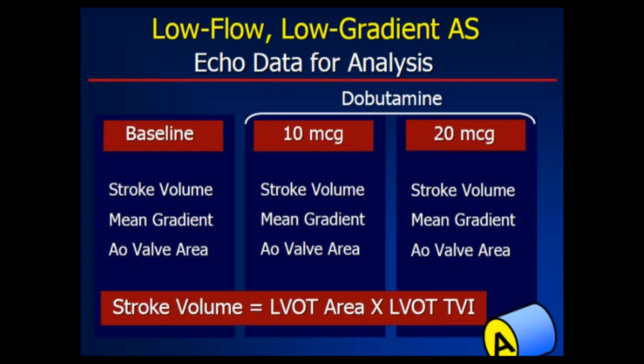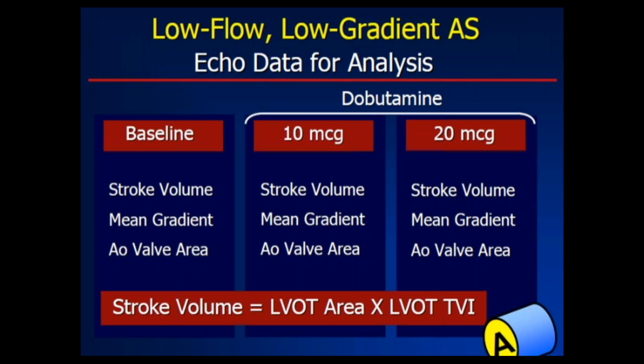So this is the protocol we use currently, and this is probably for our sonographers who are here today. As you see, what's different about this protocol is you stop at 20 micrograms of dobutamine. You don't go to 40. The reason is most data show that your cardiac output peaks at 20 micrograms of dobutamine, so there's no point in going further.